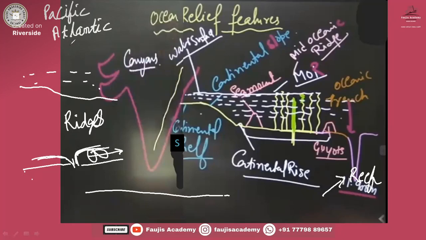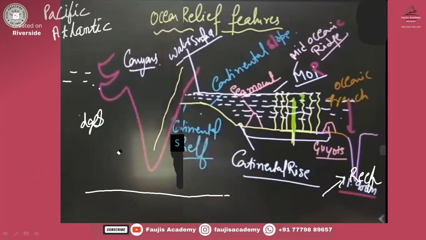Then we have the Arctic Ocean. So those are the 5 oceans we have. Now in all of these oceans, we have mostly the same types of landform features. All those features are named by different names.